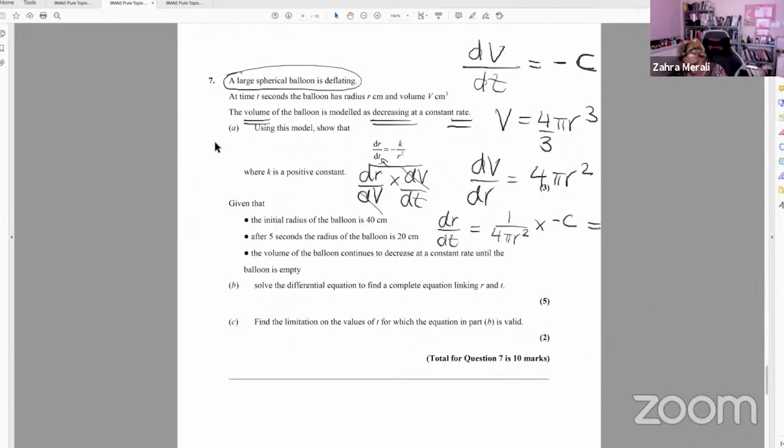So we want to end up with r squared on the bottom, which we have. But that's multiplied by minus c over 4 pi. So minus c over 4 pi, or c over 4 pi, must be equal to k, where k equals c over 4 pi.